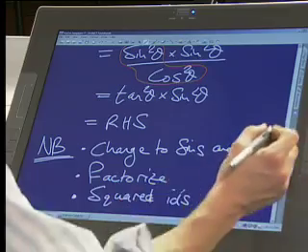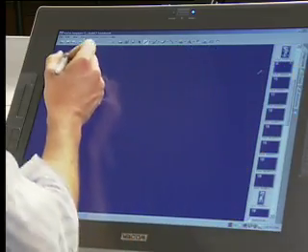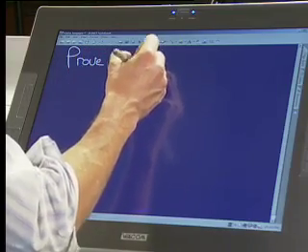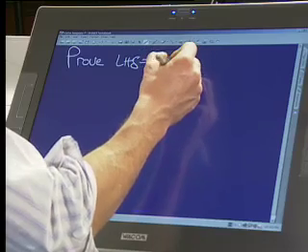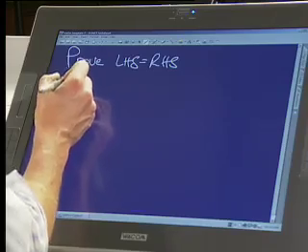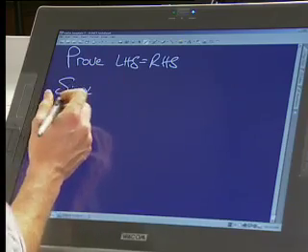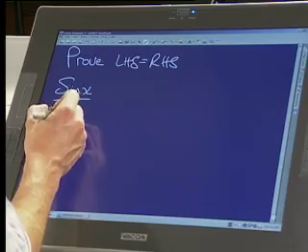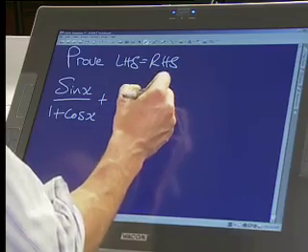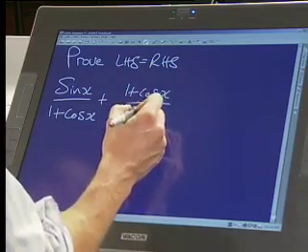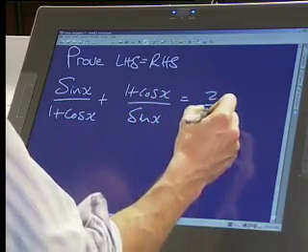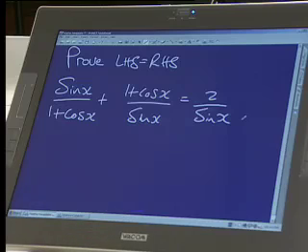Right, let's do the second question here. Just going to go into a new page. Again, it's prove left-hand side equals right-hand side. That's the instruction. And the question that we have here is sine x all over 1 plus cos x plus 1 plus cos x all over sine x is equal to 2 over sine x.